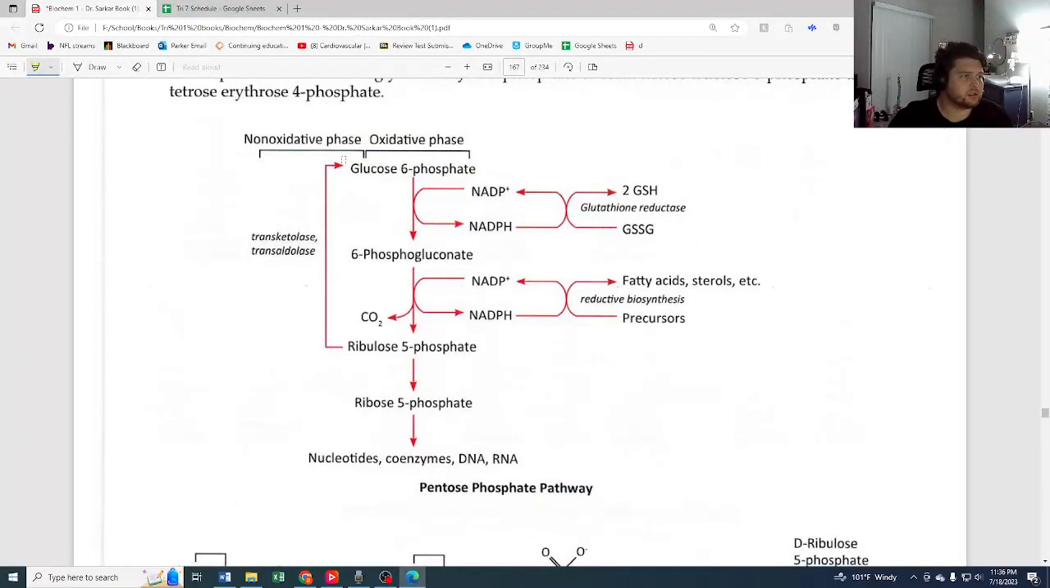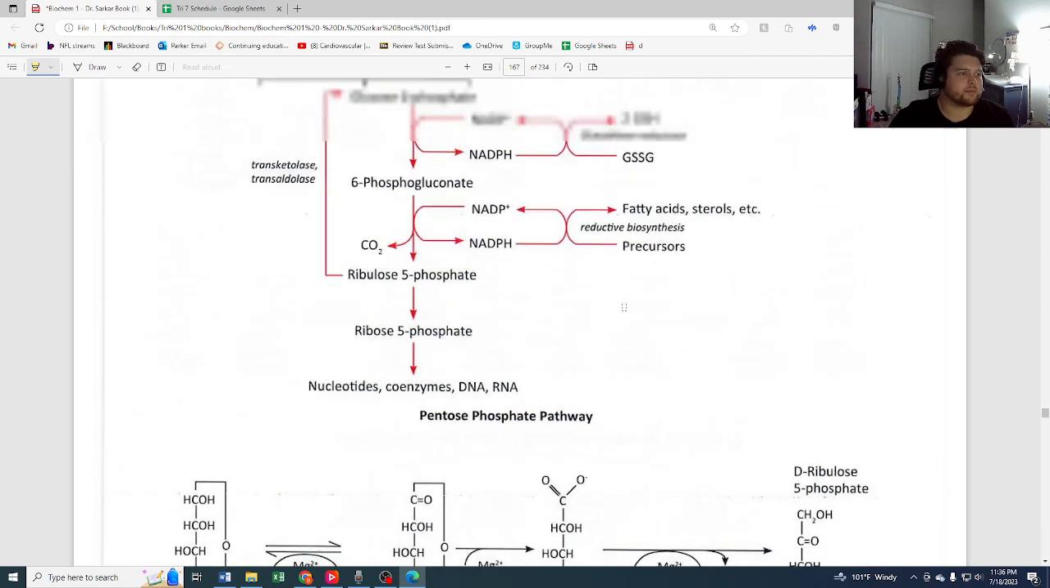So see the glucose 6-phosphate, 6-phosphogluconate, we get our NADPH, and then we get the ribulose 5-phosphate. These transketolase and transaldolase can convert us back to glucose 6-phosphate. And then we'll keep going, so we continuously produce that NADPH. Or it can continue on to go into ribose 5-phosphate and give us the nucleotides, coenzymes, DNA, and RNA.